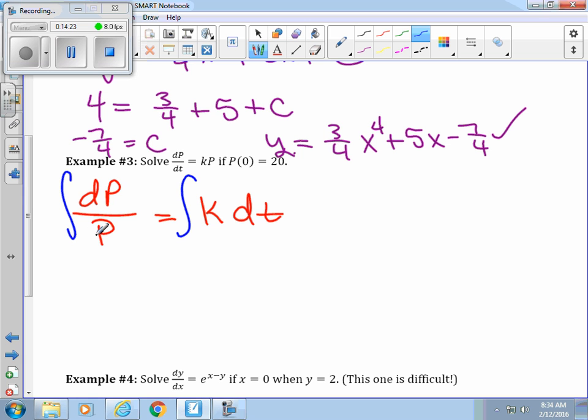Integrate both sides. What is the integral of 1 over p dp? Very good. What about the right? Plus c. Plug in 0 for t and 20 for p.